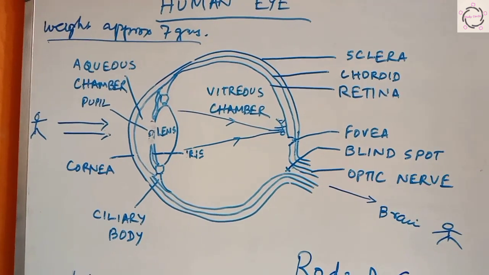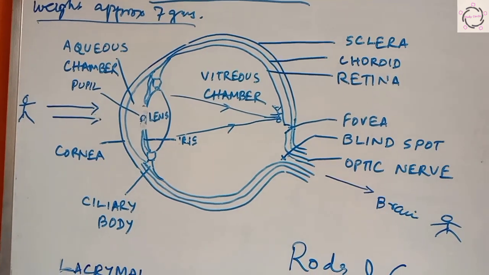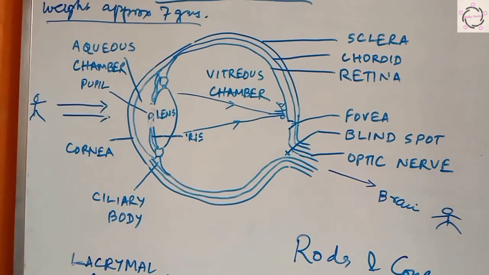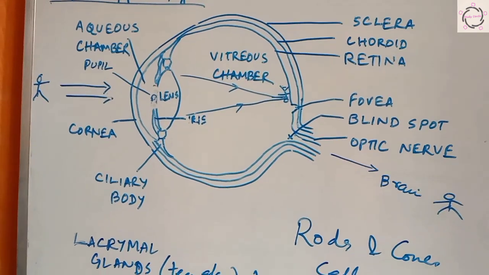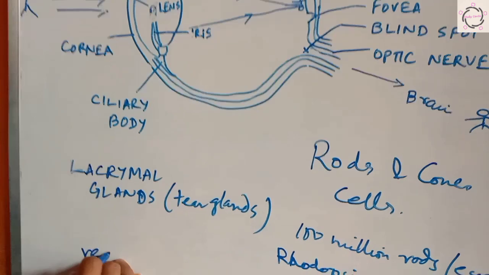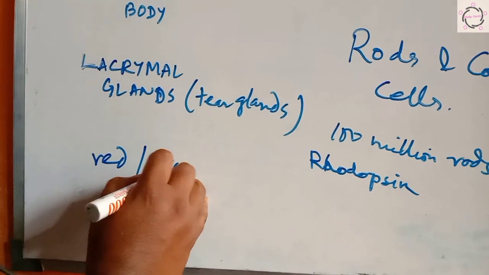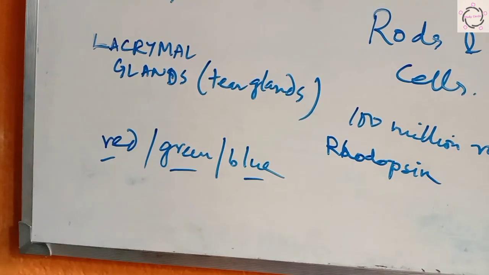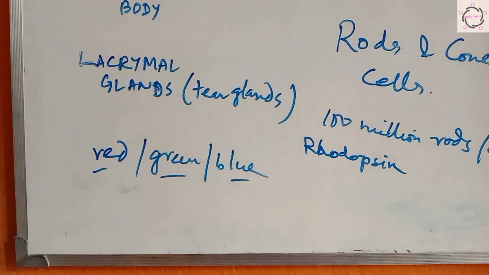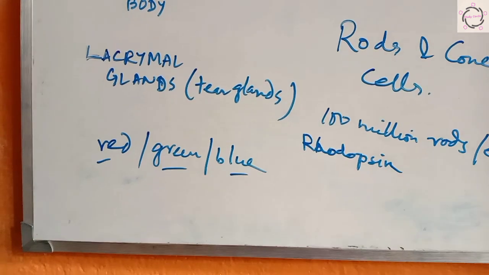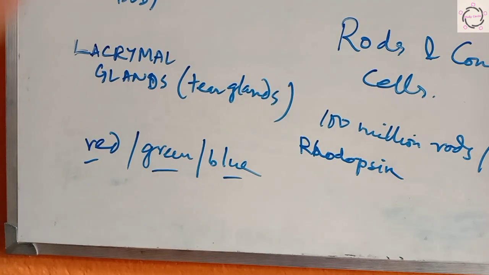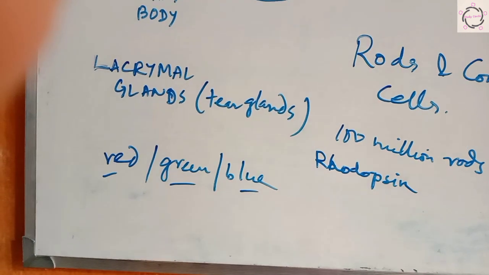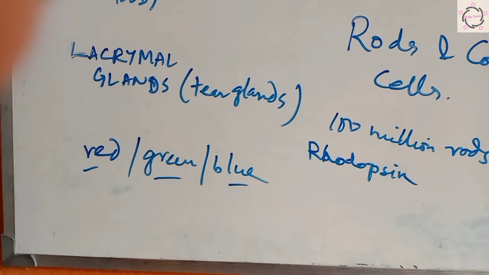Here three types of pigments are there in cone cells: erythropsin, chloropsin and cyanopsin. These are primary colors: red, green, blue. এই তিনটে প্রাইমারি কালার্সের সেন্সেশনের জন্য তিন টাইপের সেন্সিটিভ সেলস রয়েছে: erythropsin, that is sensitive to red; chloropsin, that is sensitive to green; and cyanopsin, that is sensitive to blue.